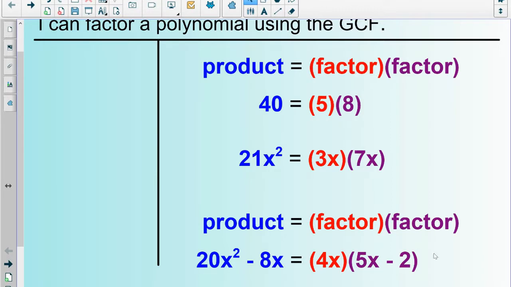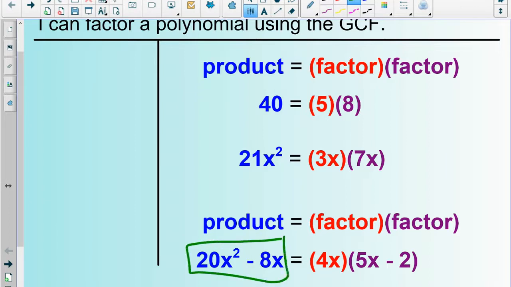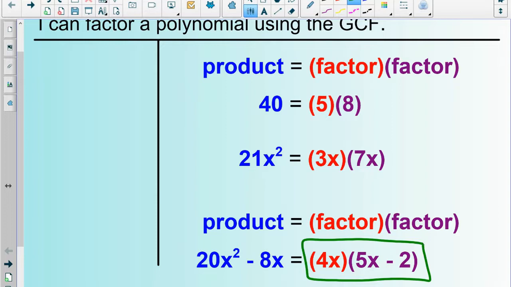So this is kind of what we're doing today. This is where we're heading with our answers. We're going to start with the product. We're going to try to figure out what the factors are. The key is going to be finding the greatest common factor of the original terms.